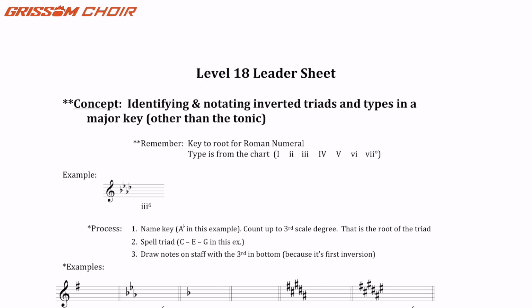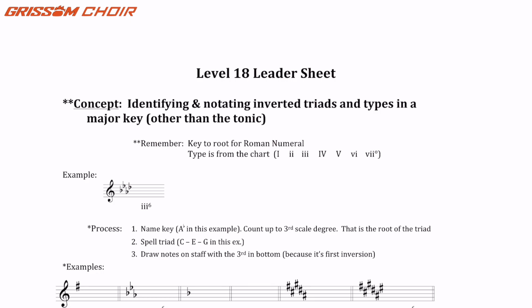The main concept of Level 18 is identifying and notating inverted triads and their types in the major key, other than building on the tonic, which is what we did in Level 16. You have to remember, key to the root for the Roman numeral and the type is from our chart that we learned in Level 17. We either have 1, 2, 3, 4, 5, 6, or a diminished 7.